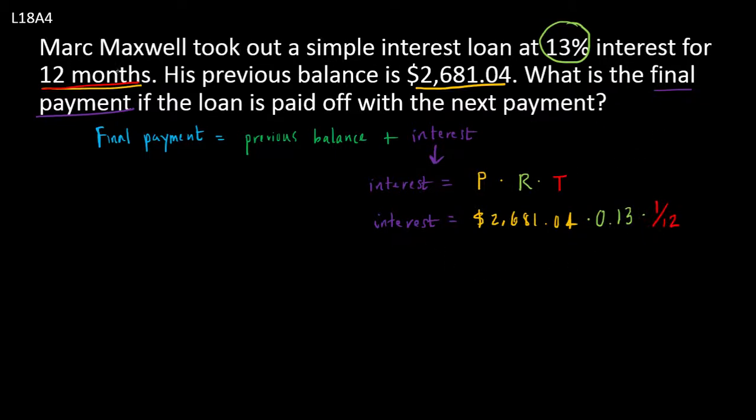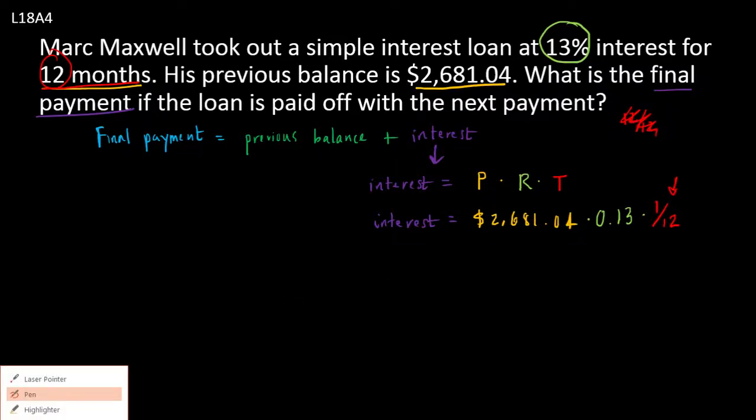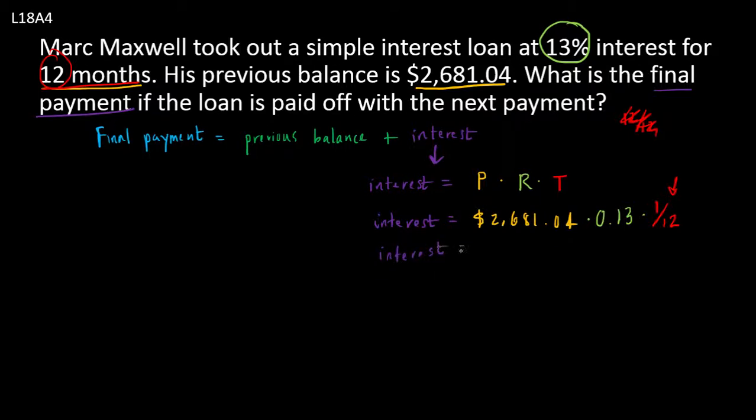Now the temptation is to write 12/12. We know that time must be in years. The temptation is to write 12/12 because you see that the loan is for 12 months. However, we want to know this figure is not based on how long the loan is, but how often the interest is calculated, which is every 1/12 of a year. So now we simplify and we find that our interest is equal to $29.04.